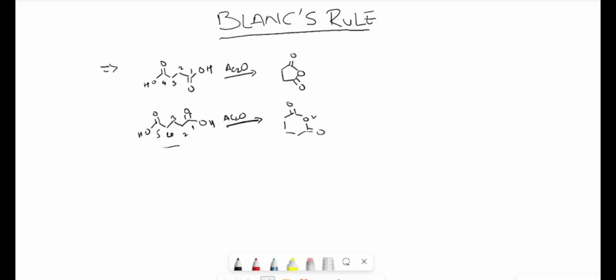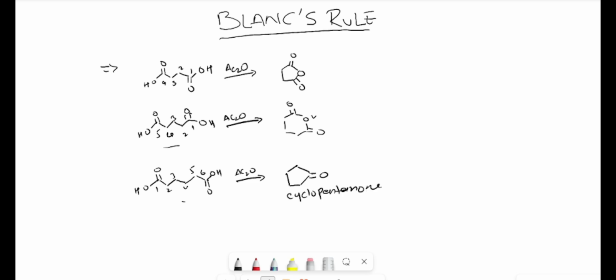On the other hand, if the two carboxylic acid functional groups are at position 1 and 6 with respect to each other, and you treat them with acetic anhydride, this will lead to the formation of a cyclic ketone with 1 carbon less than the starting material. So we have 6 carbons here, and the cyclic ketone that will be formed will have 5 carbon atoms. The cyclopentanone will be the product.